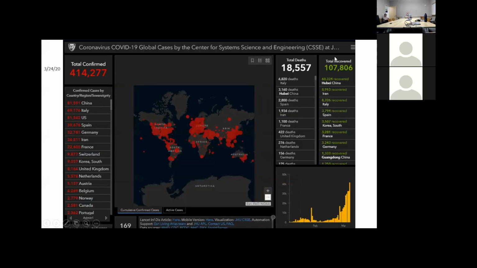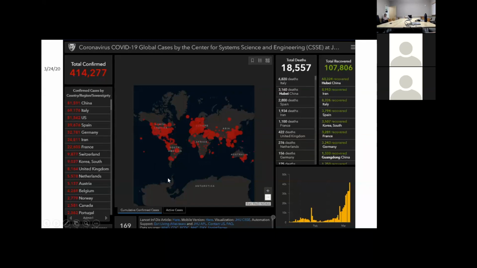So this is a dramatic slide, and this is really why we're all here today. This is from the Johns Hopkins website. They do an incredible job of daily updating this. So this is information as of 3/24/20, and things literally change by the day. So you can see the total confirmed cases so far, 414,277, the total deaths, and the total recovered.